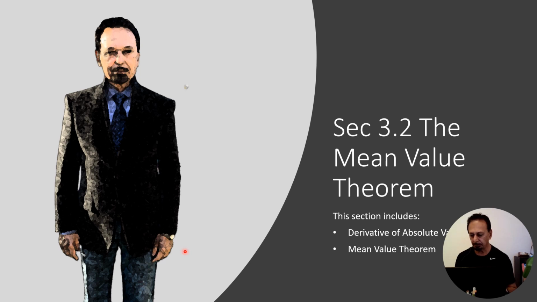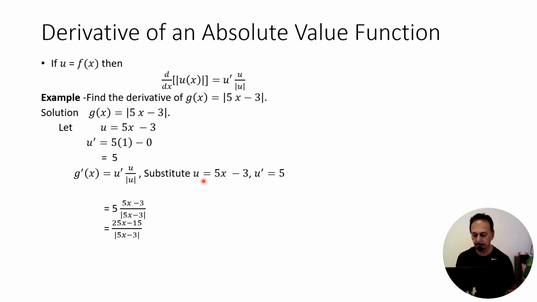This video is about the derivative of the absolute value function and the mean value theorem. Derivative of an absolute value function: if u equals f of x, then d over dx of the absolute value of u of x is equal to u prime times u over the absolute value of u. So here is an example.